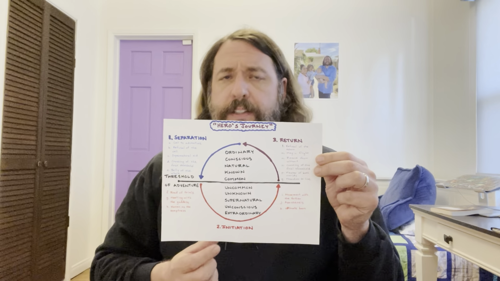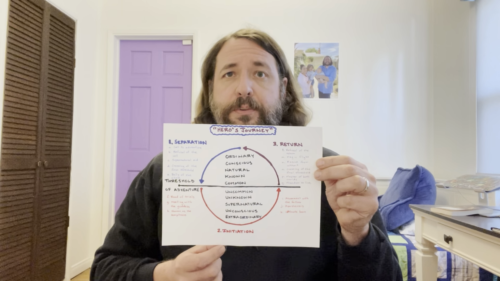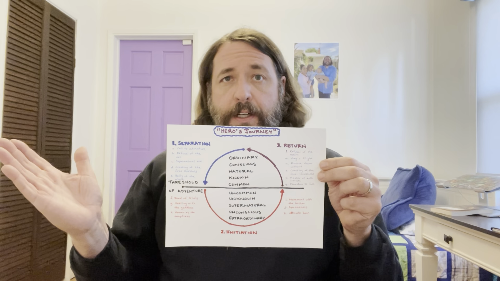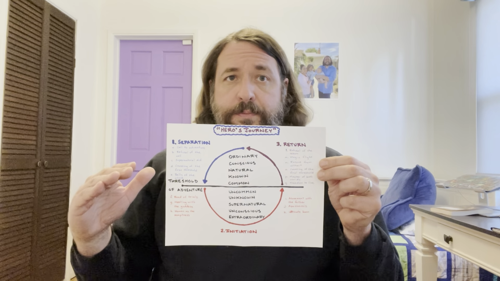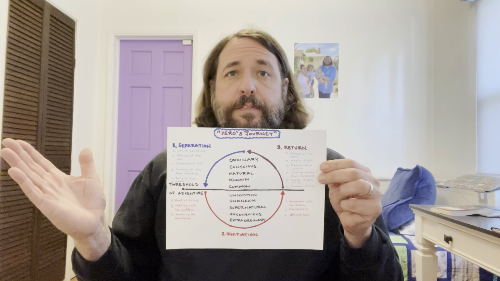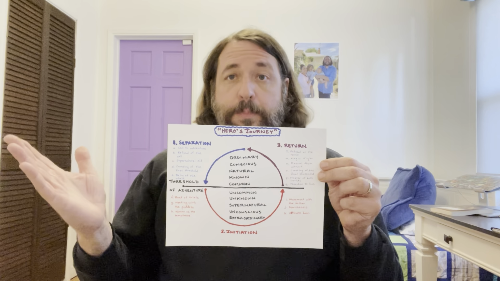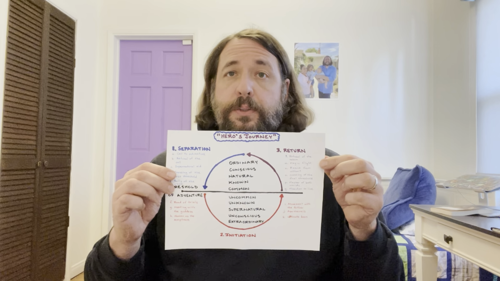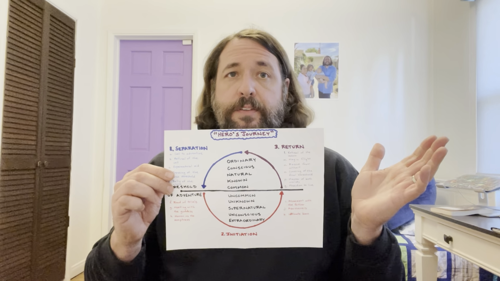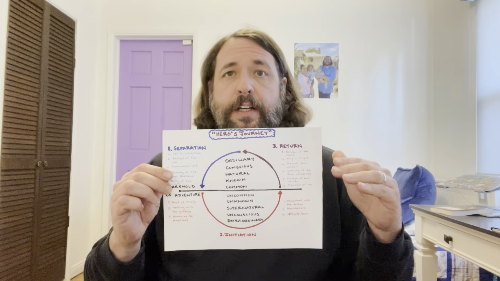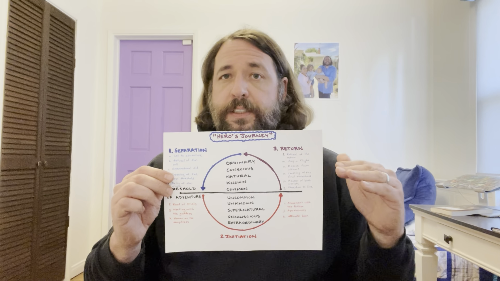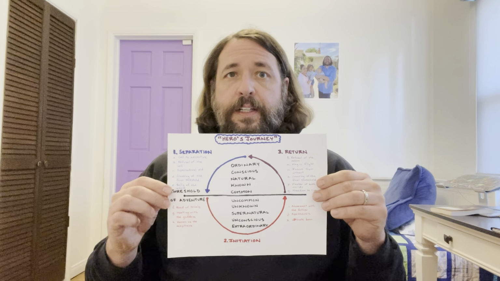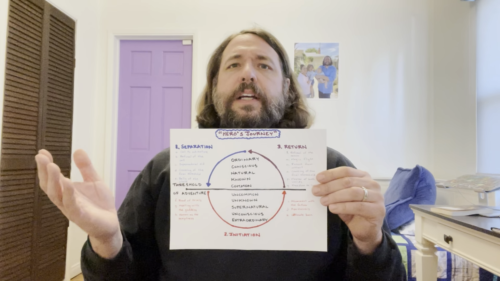The 6 steps in the initiation stage, which I have also written in red, are the road of trials, the meeting with the goddess, the woman as temptress, the atonement with the father, the apotheosis, and the ultimate boon. And the 6 steps in the return stage, which I've also written in purple, are the refusal of the return, the magic flight, the rescue from without, the crossing of the final threshold, the master of both worlds, and the freedom to live.